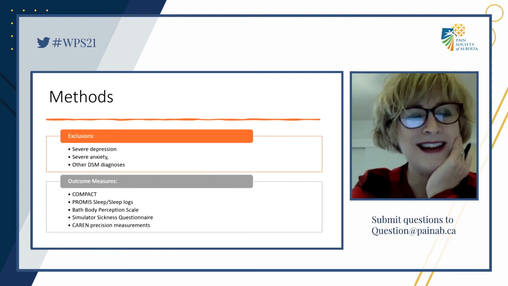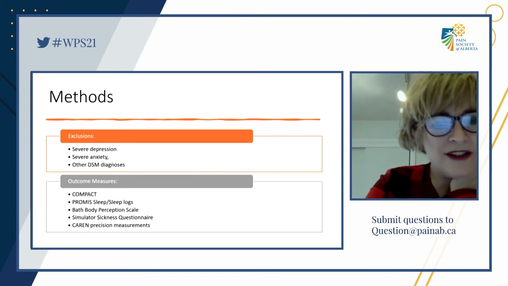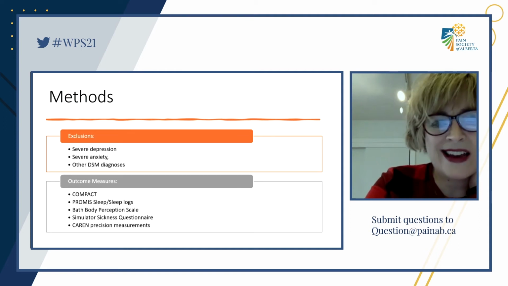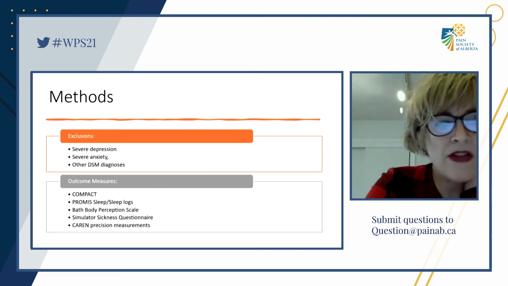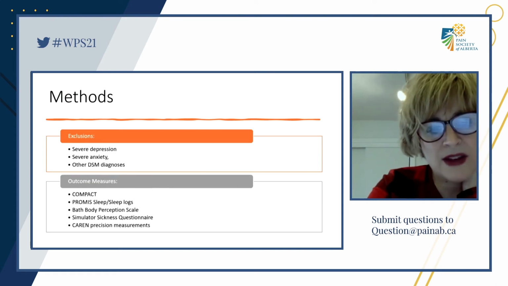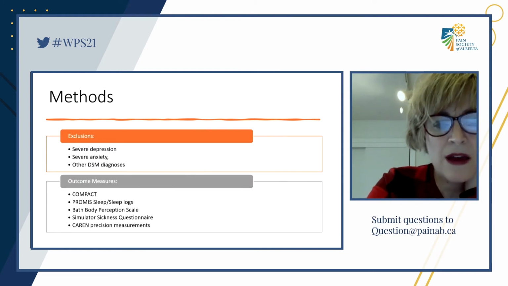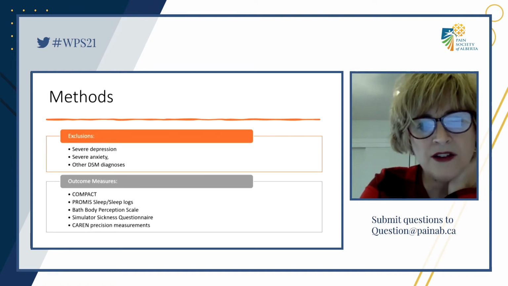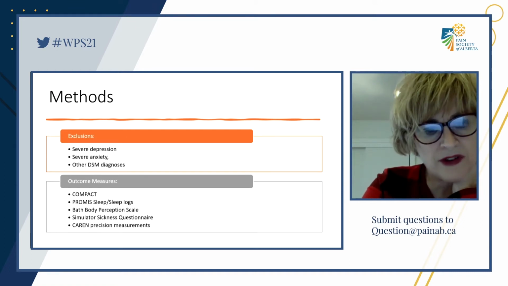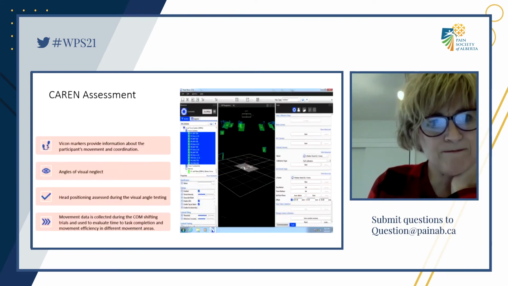So the outcome measures that we are using are the COMPACT measures developed by the IASP CRPS Special Interest Group for CRPS, the PROMIS measures for sleep, as well as sleep logs, the Bath Body Perception Scale. We're using a simulator sickness questionnaire to help make sure we're not over-treating patients and causing undue autonomic type symptoms after the fact, and CAREN precision measurement systems.